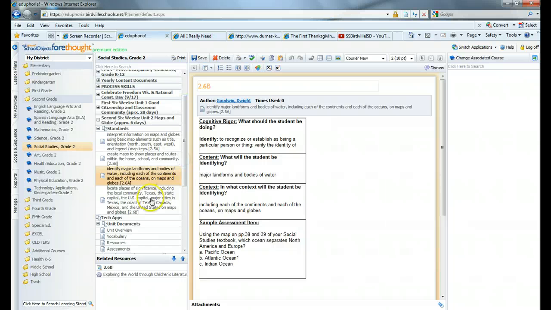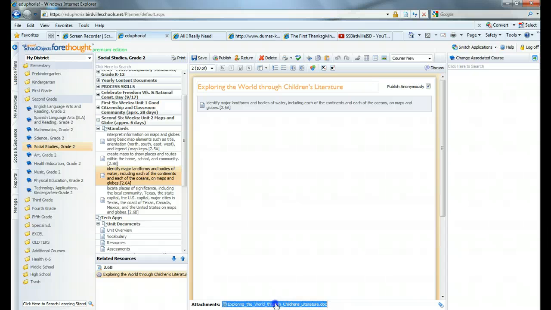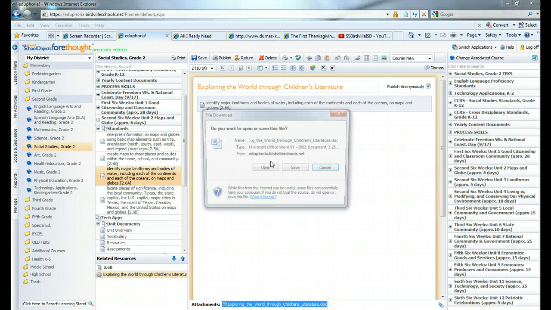Then in this one, this is identify major landforms, and I have on here exploring the world through children's literature is another attachment that I've included for you.